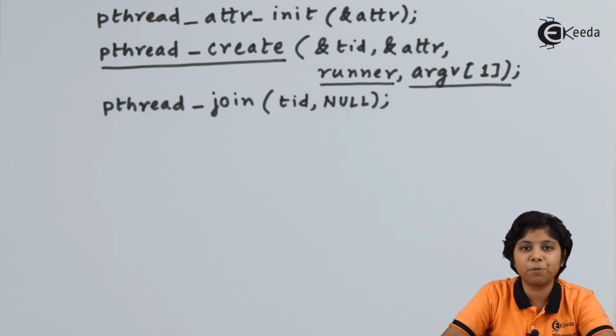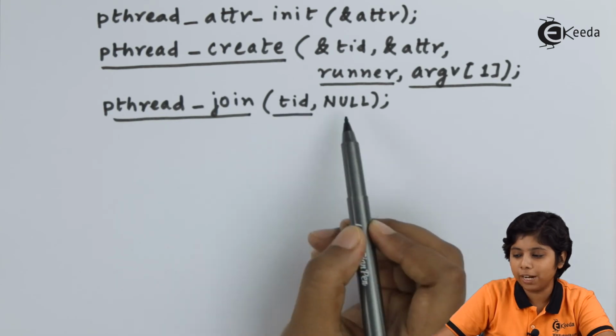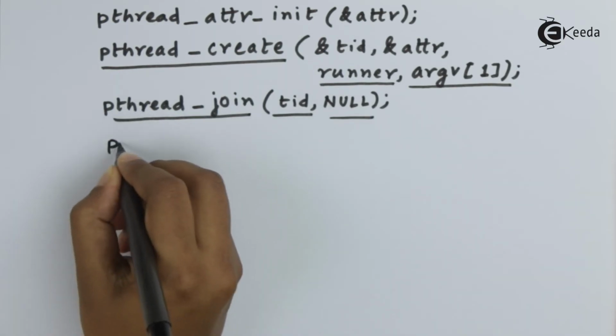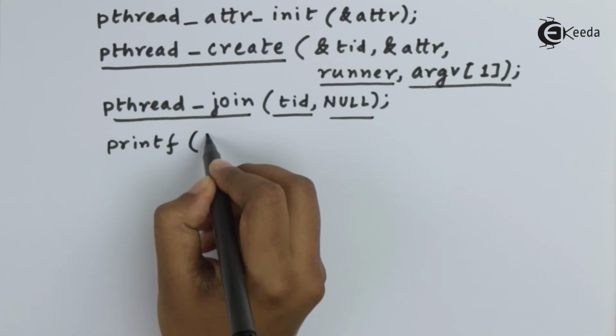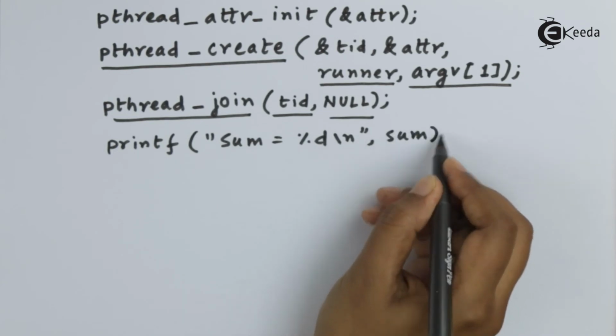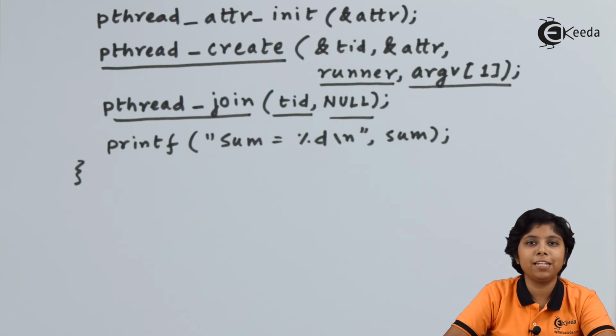As we have created the separate thread, the parent thread now waits for the child thread to complete its termination by using the pthread_join function. With the pthread_join function, we pass the thread ID and specify NULL as the second parameter. Now, at last, when the child thread returns, we display the sum of the non-negative integers that is computed in the runner function. Now we will see what is happening inside the runner function.